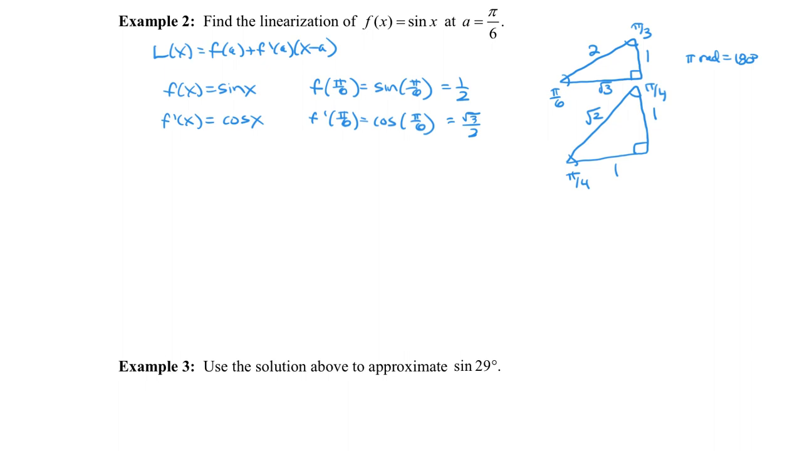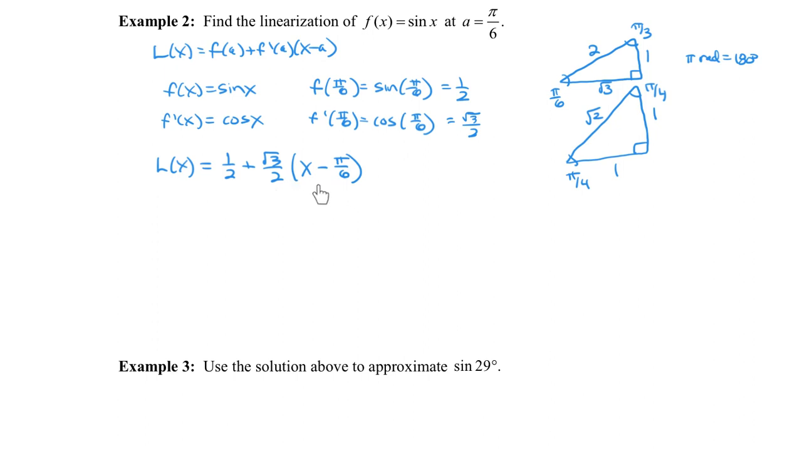And once we have this, we can just go back here and plug in our values. So L of x, the linearization of the sine function, is equal to f of a, which is 1/2, plus f prime of a, square root of 3 over 2, times x minus a, and a is pi over 6. Just like last time, you don't need to multiply this through and get it into y equals mx plus b form. We can just leave it like this.